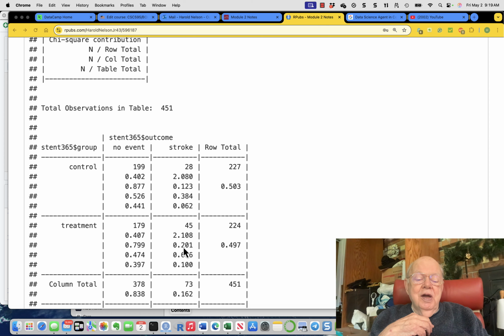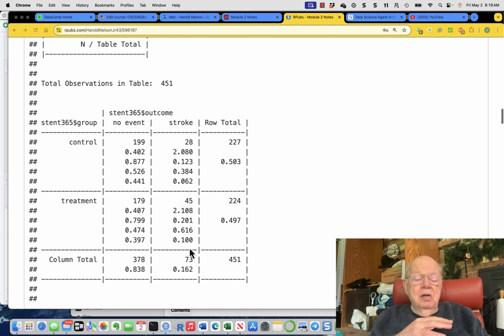You can see this is why I say that this is not really looking good for the treatment, because 20.1% of the treatment people had strokes, and only 12.3% of the control people had strokes. It appears that the stent is actually increasing the probability of having a stroke. Although this is just a really casual look at this point, we're not doing a formal test of hypothesis, which we'll get to in Module 8. Okay.